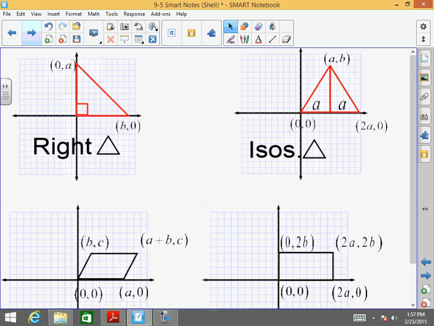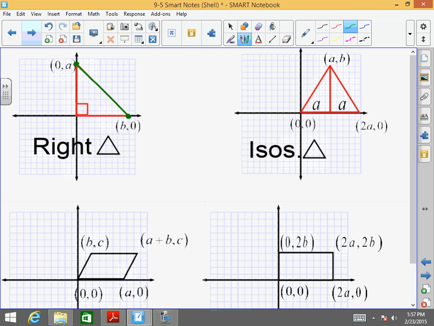Now, I want to show you a couple things about how distances work here. When I have a right triangle, let's investigate this a little bit. I have this point here, 0A, and I have this point here, B0. Sometimes they'll give you these 2 points and say find the distance. Now, you can use the distance formula.